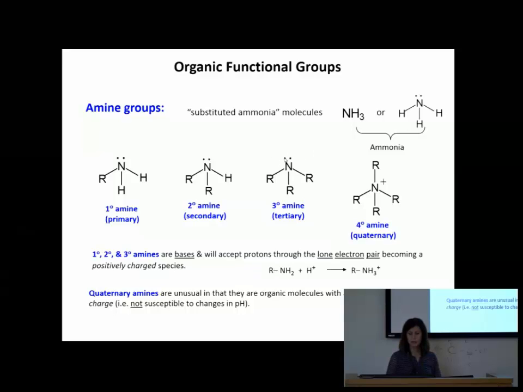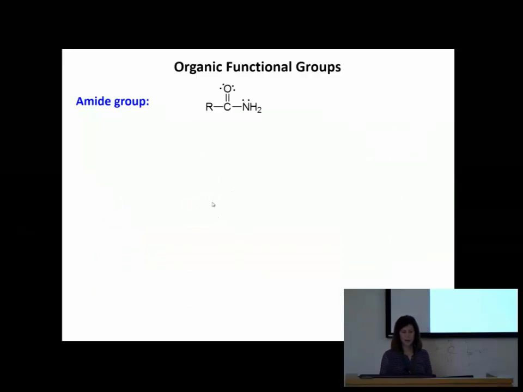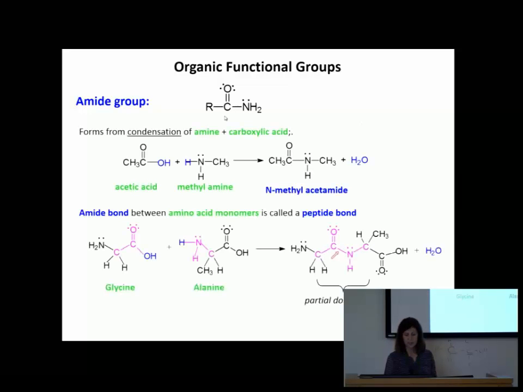Here's an amide group, where you have the carbonyl together with the nitrogen, and we'll see this in our proteins. So you condense an acid and an amine, and you'll get an amide. Here's one amino acid and here's another one. An amino acid has an acid and an amine, with one carbon in the middle.